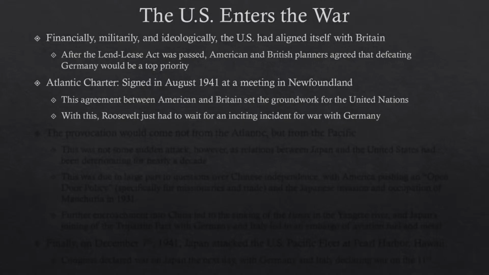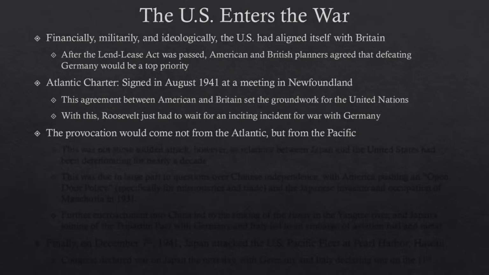It was this meeting between Britain and America, and it was somehow a stronger union between nations than the League of Nations was. I guess because America was there and they knew they had to be involved, rather than what happened with poor Wilson, where he made the League of Nations, and then it's just like, well, that's great and all, but America's not going to be involved. So Roosevelt just had to wait for some kind of inciting incident, some kind of excuse to go to war, and he got that, but not from the Atlantic.